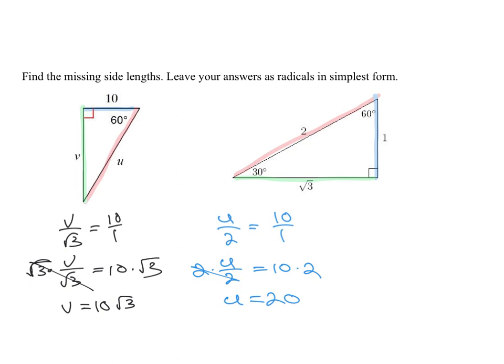Using ratios again, we can solve for u. So I start off with u over 2, and that's going to equal 10 over 1 using, again, our corresponding sides here. 10 over 1 simplifies to be just 10, and then from there I multiply both sides by 2 to get it to cross off on one side, and we can see for our final answer u is equal to 20.